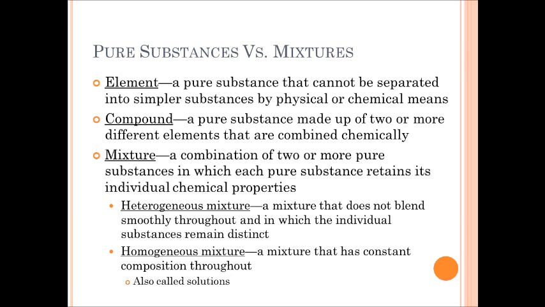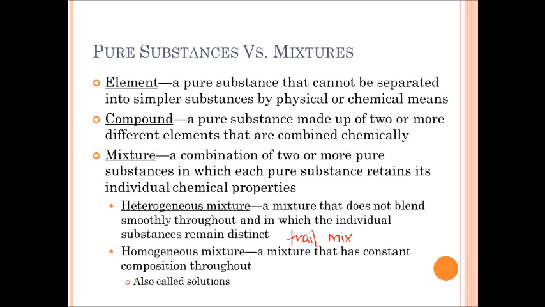A mixture is two or more pure substances that retain their chemical properties, meaning that you can separate them apart. We have two types of mixtures. We have heterogeneous, where you can pick out the different parts of the mixture. An example of this would be something like trail mix.